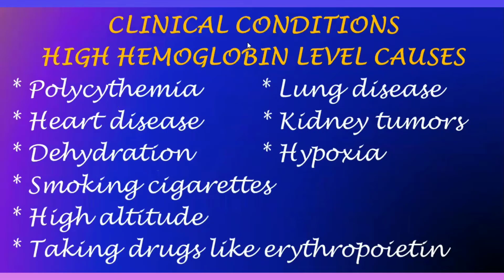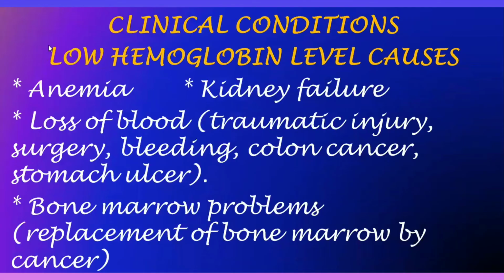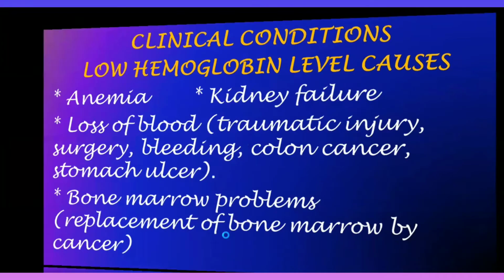Coming to the clinical conditions, high hemoglobin level causes are polycythemia, lung disease, kidney tumors, hypoxia, heart disease, dehydration, smoking cigarettes, high altitude, and taking drugs like erythropoietin. Now coming to the clinical conditions of low hemoglobin level, causes are anemia, kidney failure, loss of blood, traumatic injury, surgery, bleeding, colon cancer, stomach ulcer, and bone marrow problems, like replacement of bone marrow because of cancer.